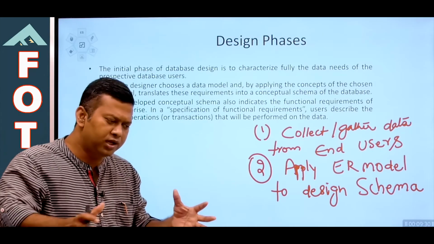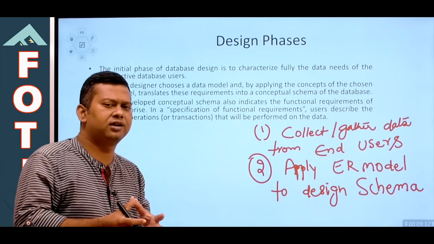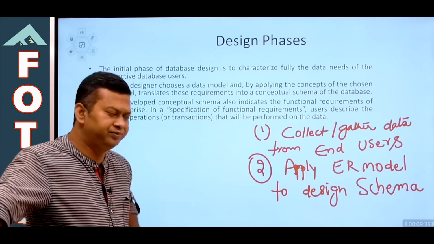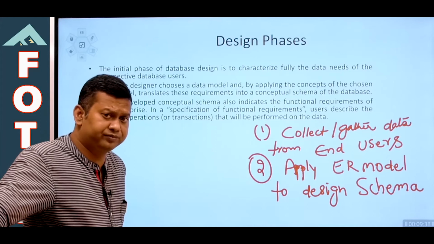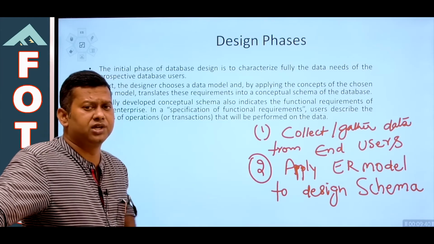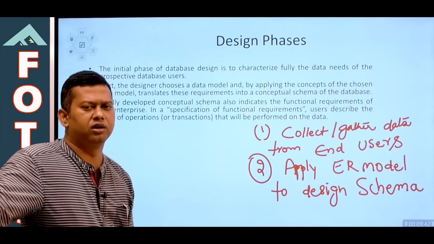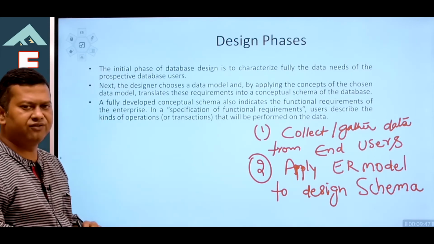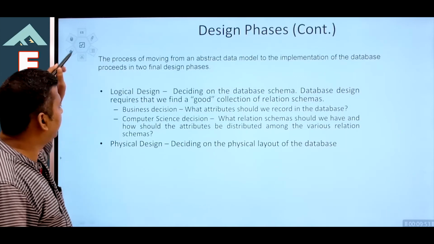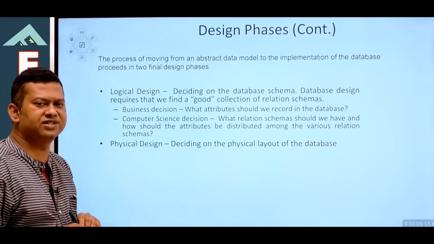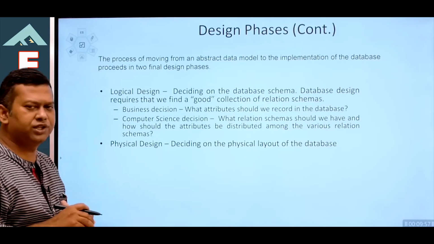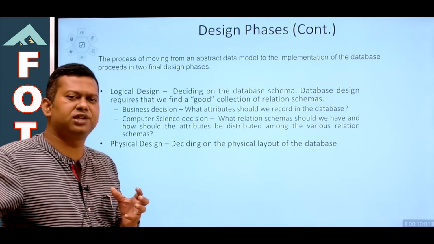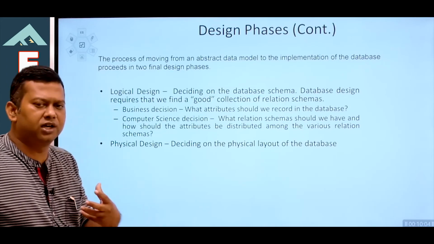Then how do I combine all these data items? How do I create a logical structure? That is done as part of the second phase, which is the application of the ER model for database design. So friends, this is the design phase. We have 2 steps in it, right? Logical design and physical design. So logical design means the ER model, whatever we are designing, right?